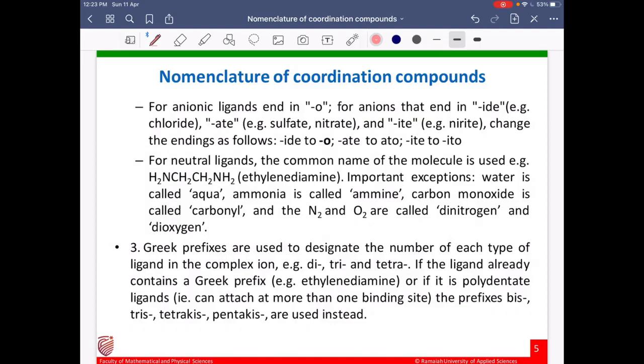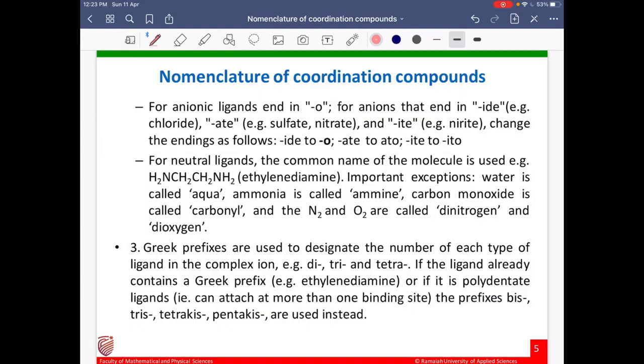For neutral molecules, the common name of the molecule is used. For example, ethylenediamine. But water is called aqua, ammonia is called ammine, carbon monoxide is known as carbonyl, and nitrogen and oxygen are called dinitrogen and dioxygen.